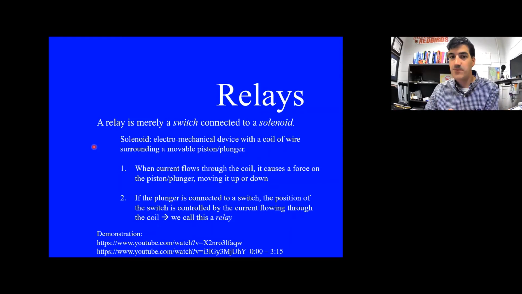We say that's electromechanical. So the way it works is when you send current through the coil, the solenoid coil, it creates the magnetic field, and that is going to cause a force on the metal piston or plunger, and that causes the piston or plunger to move up or down relative to the coil. And then that plunger is connected to the switch, and so the position of that switch will change when the piston moves one way or the other. And so combined, we call that whole thing a relay. And these are the videos that I just showed you.